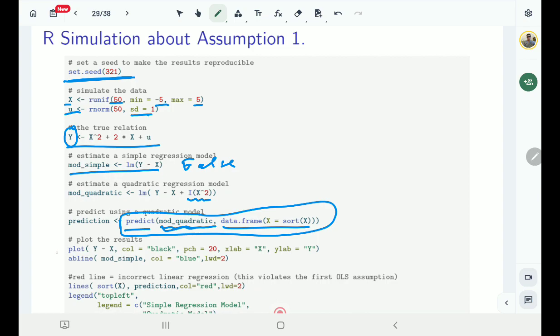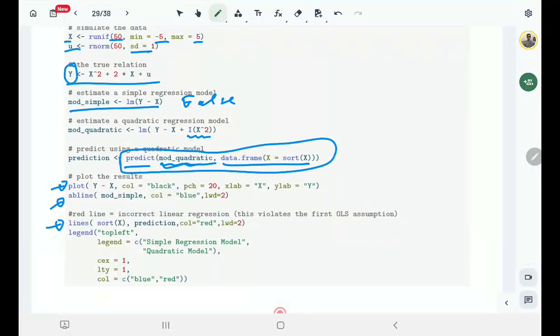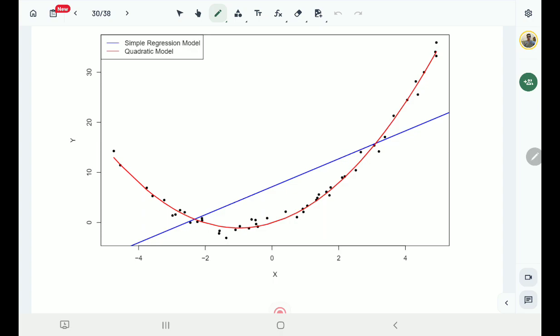So you do the same. This is the plot function. It's very simple. That plots the scatter plot. This is adding a line. Yet another line. And let's see which kind of graph we receive. So you see, the blue one is the linear model, and that is obviously stupid.